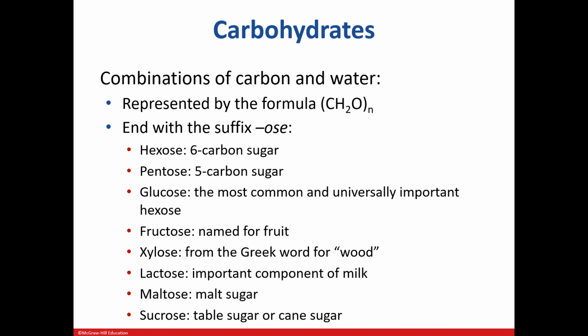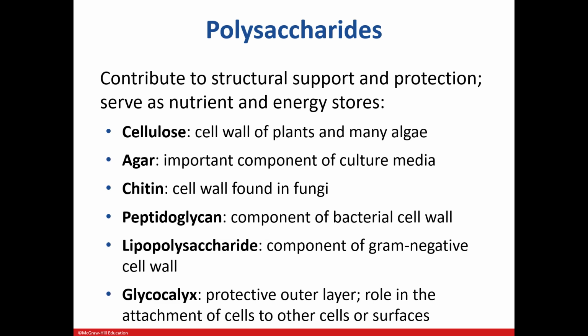Carbohydrates are your sugars. Some important ones being your pentose sugars, ribose and deoxyribose, along with glucose, which is utilized to synthesize ATP. There are various types of polysaccharides found in all types of microbes. Cellulose can be found in plants and algae.